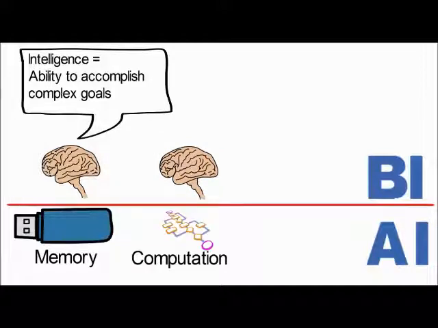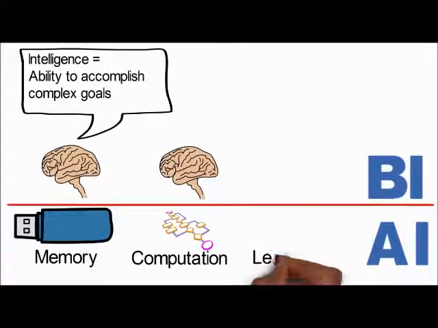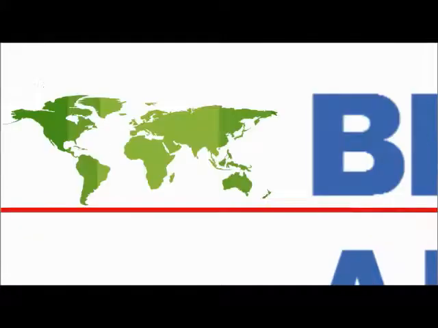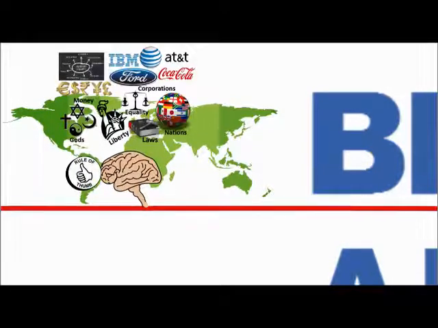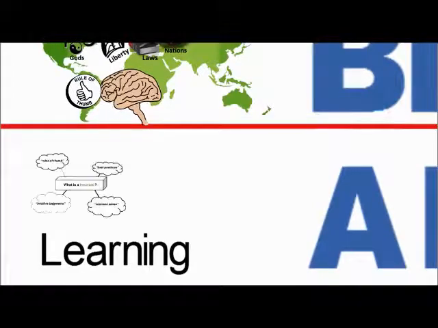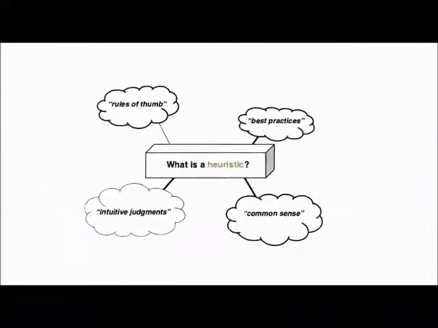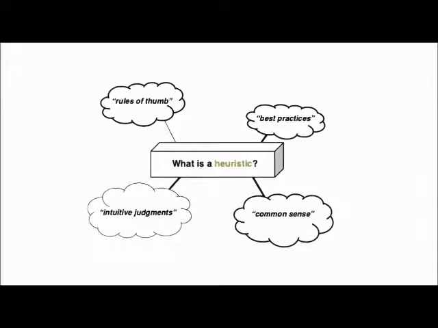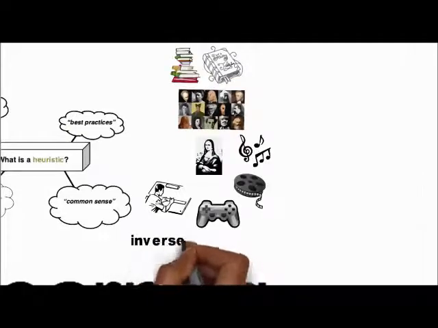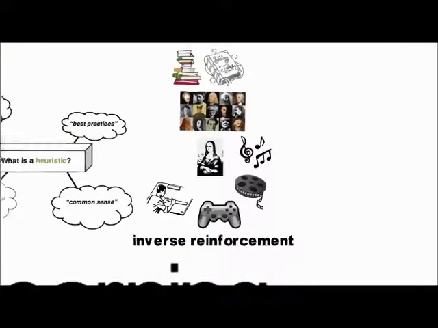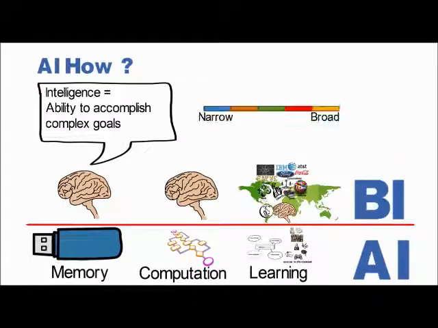The other component is computation, and both of them have the capability to do computation. The last one is learning, and he zeroes in on the fact that biological learning is through the environment, through our myths, and we use heuristic rules of thumb. Artificial intelligence also has the capability to develop heuristic rules of thumb, and you will see some of the heuristic modeling later. But it also uses a process called inverse reinforcement, where it looks at our artifacts and learns about us through them. And then he talks about how intelligence can be narrow or broad, and good or bad.